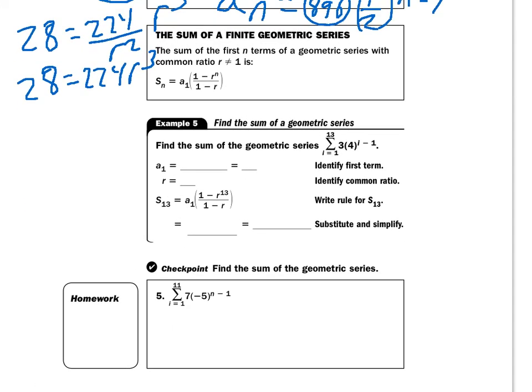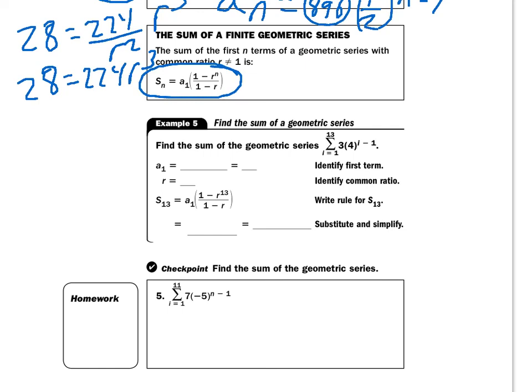All right, and the sum of a finite series. So this is the one where you're adding all of your terms up. This is the formula that you need to know for it. And so if they say find the sum of the finite series, there are some pieces you need to know. You need to know how to find a sub 1, and you need to know how to find r, or to spot r when you see it.